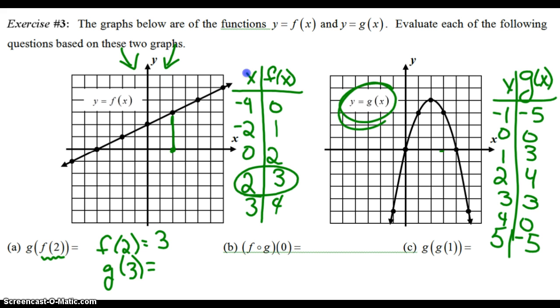Now we're looking at the g graph. g of 3 is 3. So your answer right here is 3.